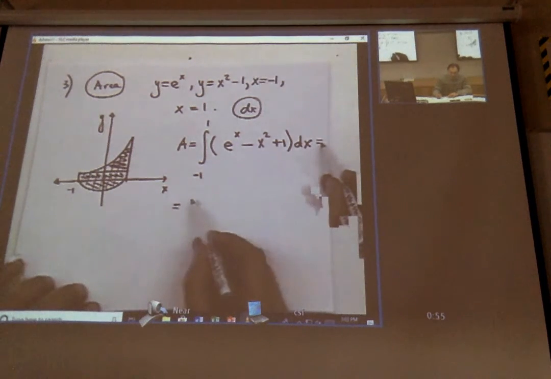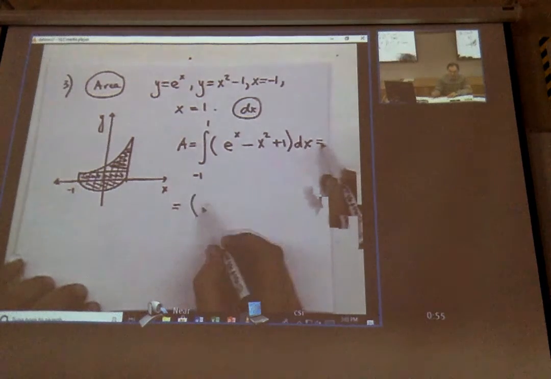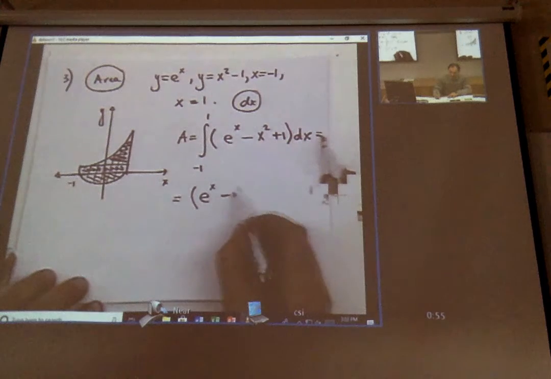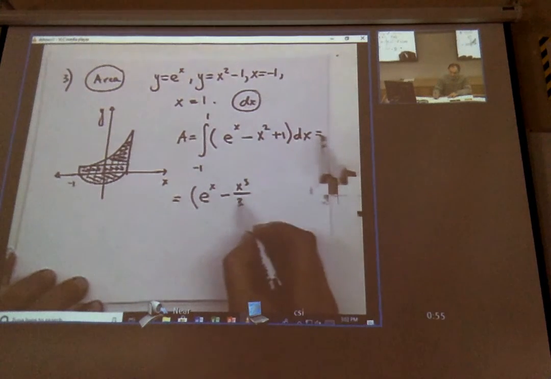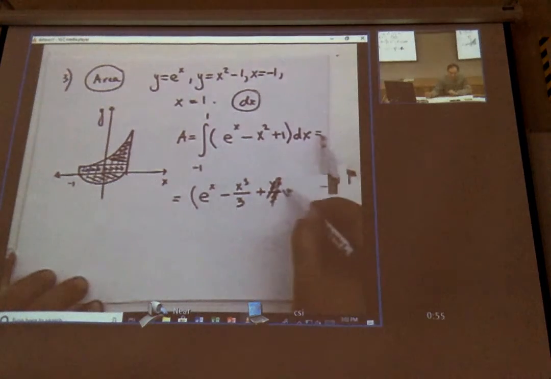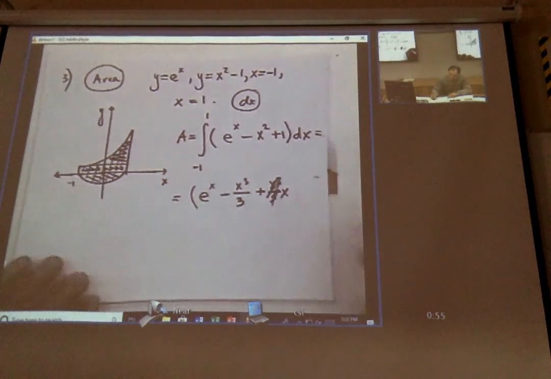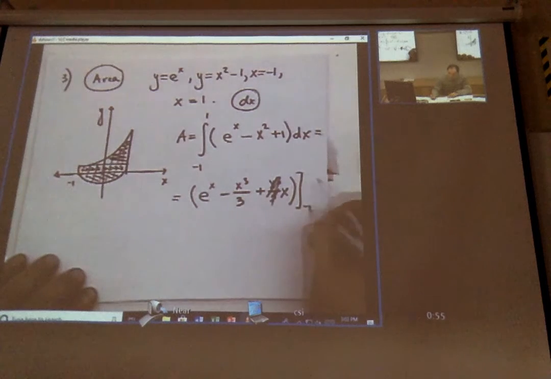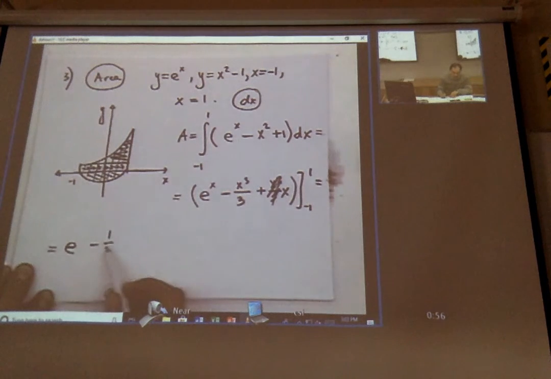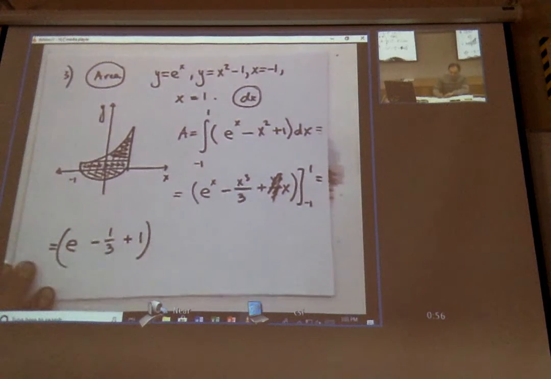So now going with the antiderivative. So e to x is just e to x, right? I'm not going to panic here. This one's easy. Minus x cubed over 3 plus x squared over, nope, just x. I don't know why I'm doing this thing. Plus x, right? And then we go from -1 to 1. So e minus 1 over 3 plus 1. So that will be the first substitution.